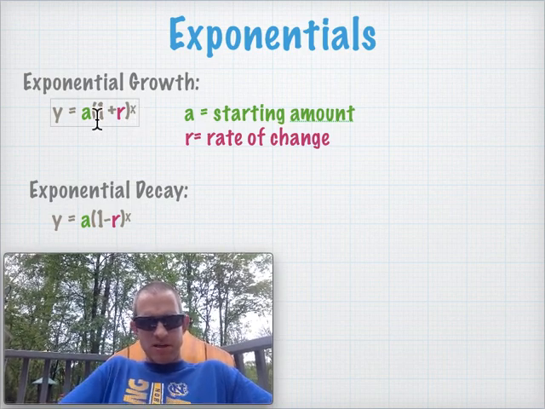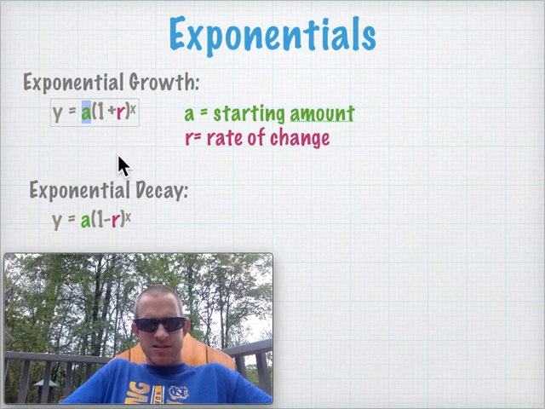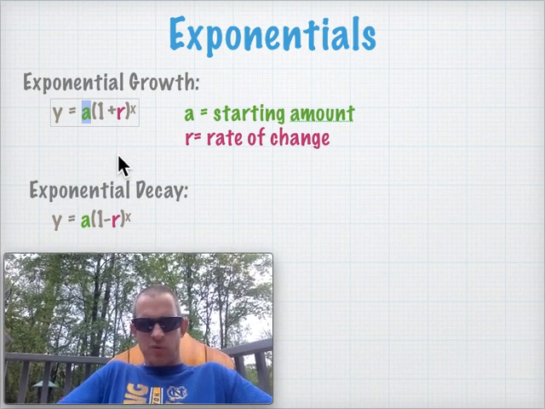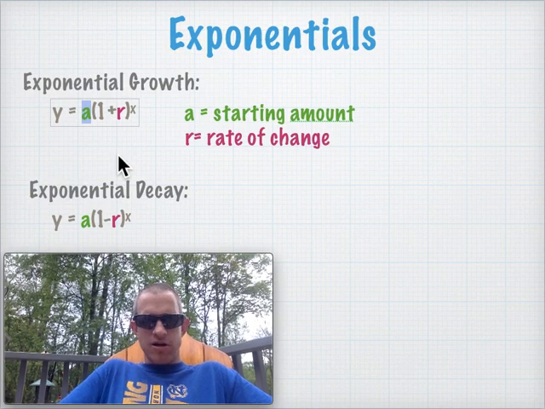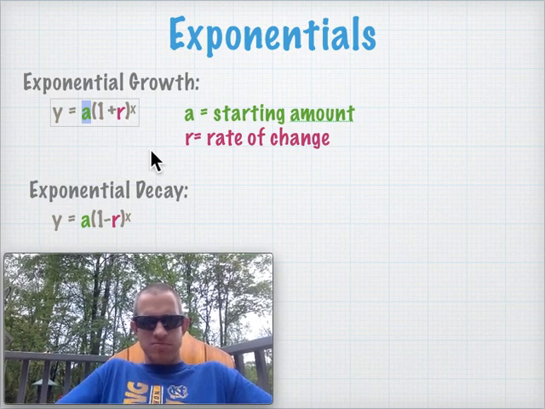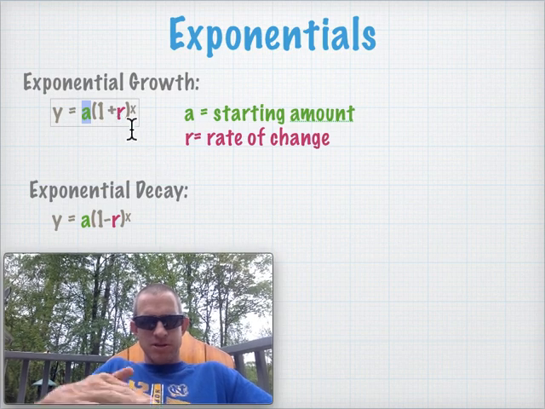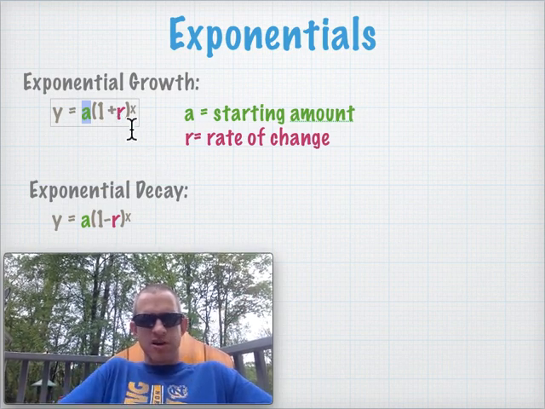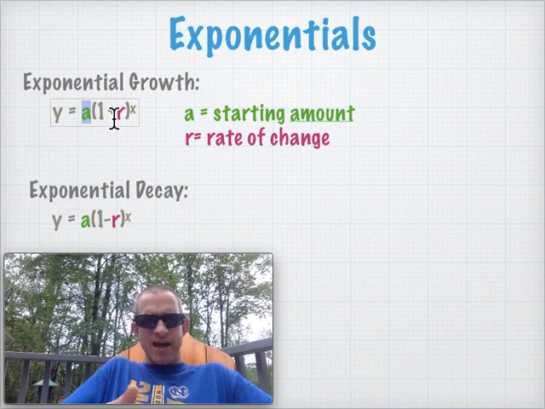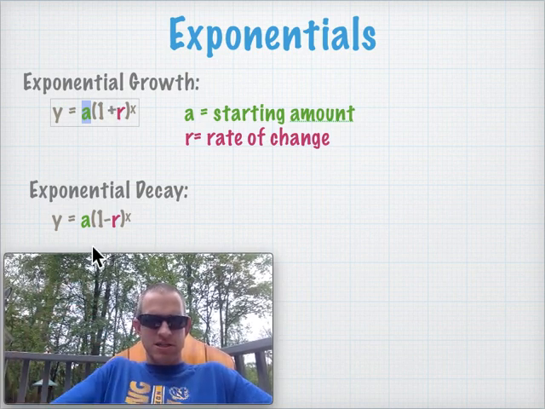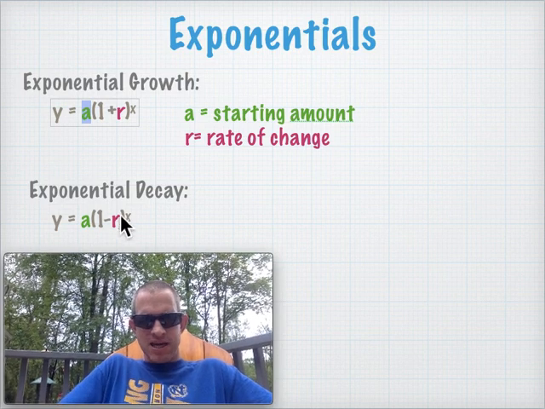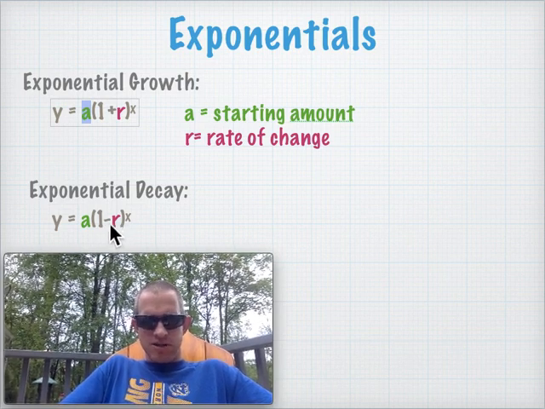And in situations like this, a is the starting amount. It's kind of like the y-intercept. And r is the percent that it changes per unit of time. So if you have exponential growth, something taking off, then you start with 1 and you add that percentage. And if you have something coming down, decreasing as time goes on, that's called decay. And the only change in the formula is you do a subtraction instead of a plus.